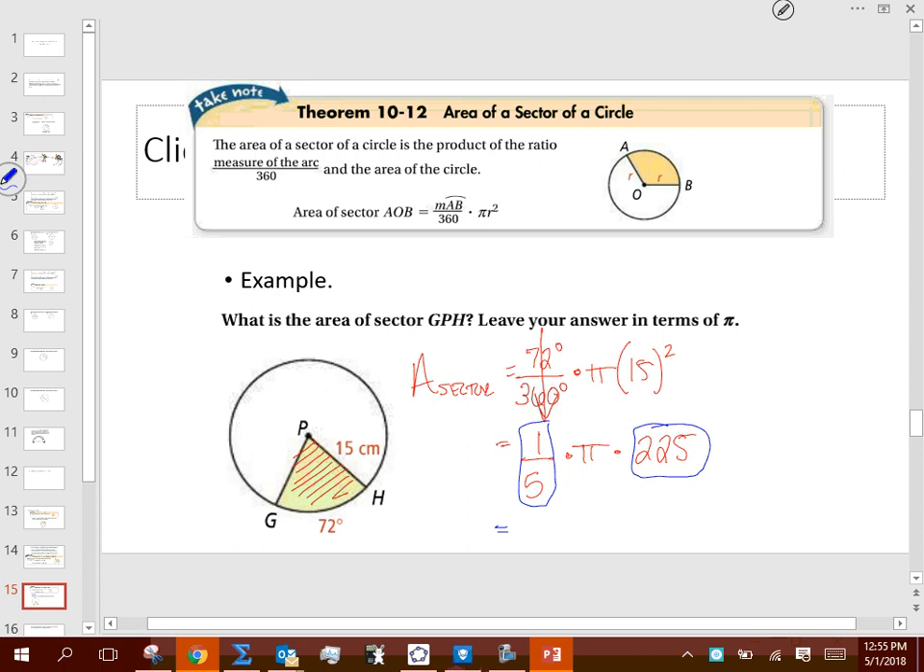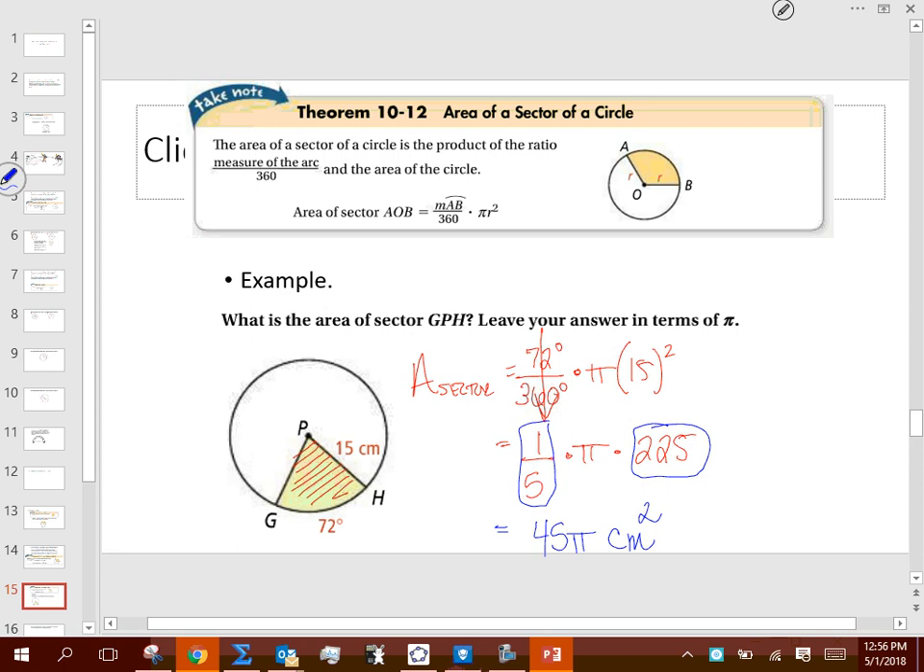Yeah, it is 45. Okay. 45, and now what do I need to do with that? Multiply by pi. And now my units would be centimeters what? Squared. Okay? And we would leave it that way. That is leaving our area in terms of pi. See how I write that in those directions? Leave your answer in terms of pi.